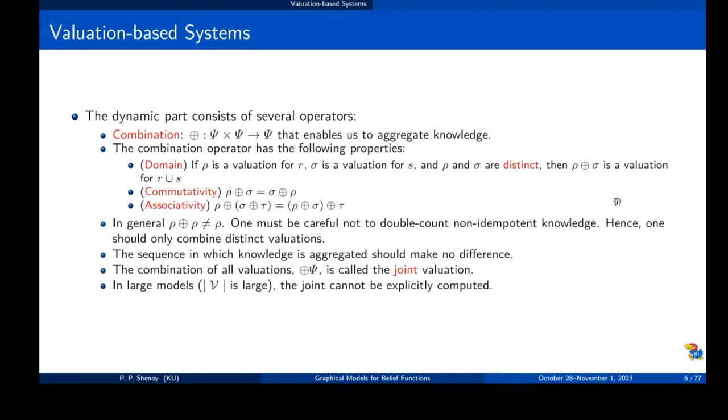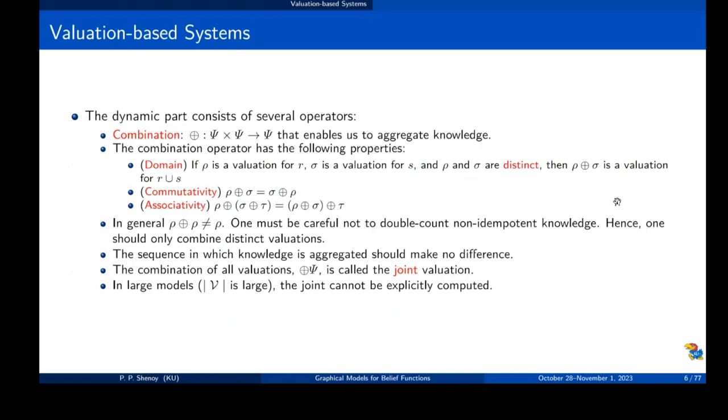We need to impose some discipline so we can compute marginals. The domain axiom says if rho is a valuation for R and sigma is a valuation for S, and I combine them, and they're distinct. This is important: when you combine things, you want to combine things that are independent. You can't just combine arbitrarily. I will emphasize that rho and R. Then if I combine rho ⊕ sigma, it will give us a valuation for R union S. When you combine things, the space gets bigger.